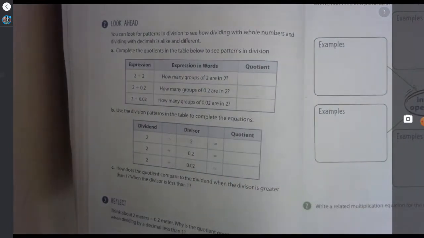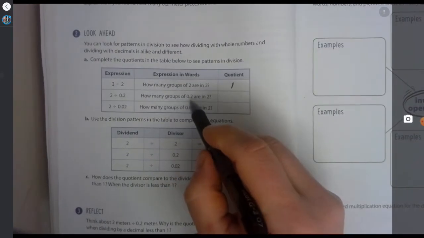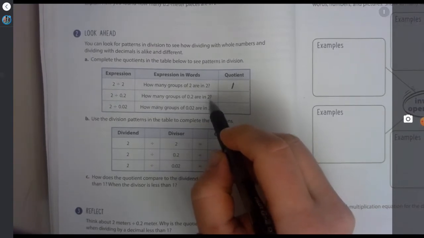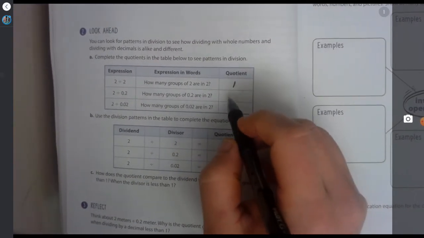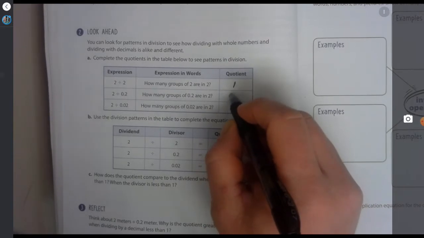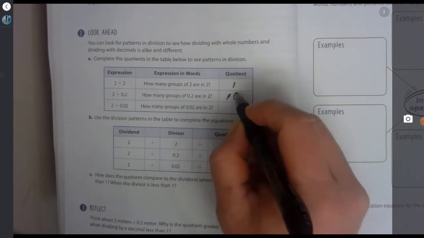Alright, you should have solved these answers right now. I'm going to do them for you right here. We know this one. How many groups of 2 are in 2? Well, 2 divided by 2 equals 1. How many groups of 2/10 are in 2? Well, 10/10 are in 1. That means we have 2/10 that are going to be in 2. It's going to be 10 groups. That's the problem that we just solved, by the way.